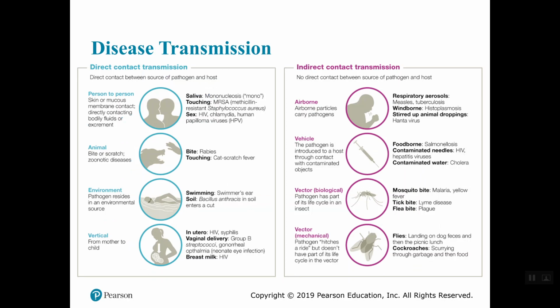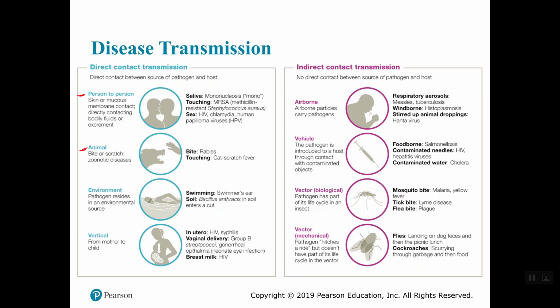Direct contact is we can have person to person. So things like saliva, touching, intercourse, maybe sneezing, things of that nature. Animals, when animals come into direct contact with a human, you can have either a bite or a scratch, and then that can lead to the transmission of zoonotic diseases.